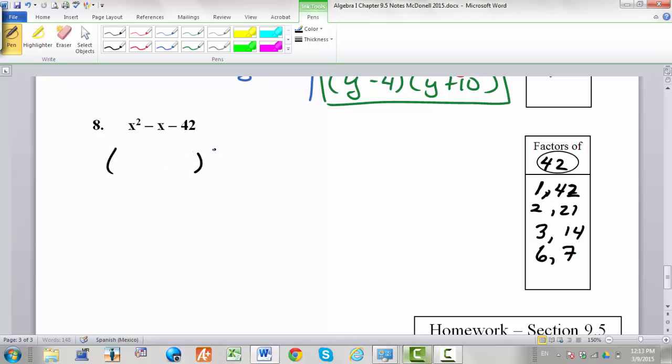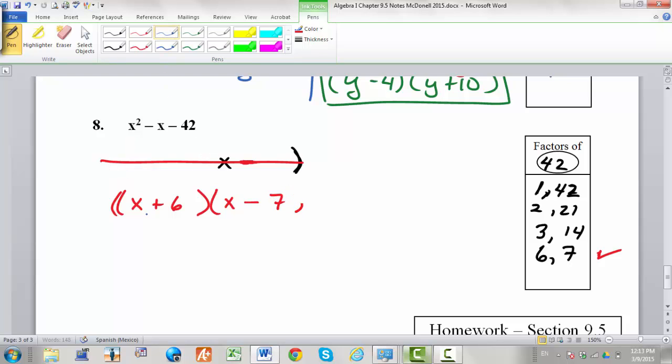So, our parentheses, because we have x times x is going to be x squared, and a plus times a minus will be our middle two terms, because we have a negative 42 at the back. I'm going to try the ones that are closest together like always, 6 and 7. And so we're going to have x plus 6 and x minus 7.